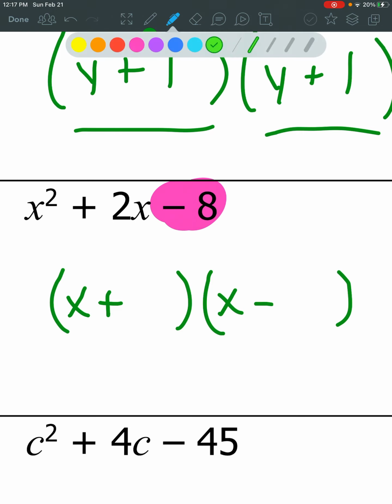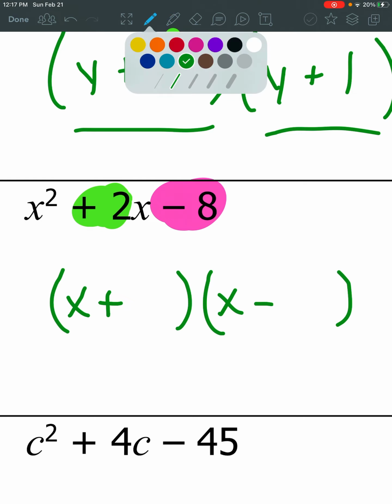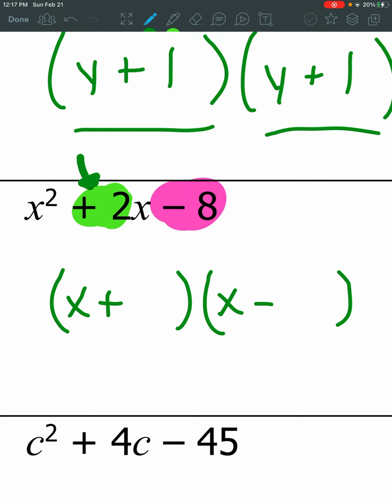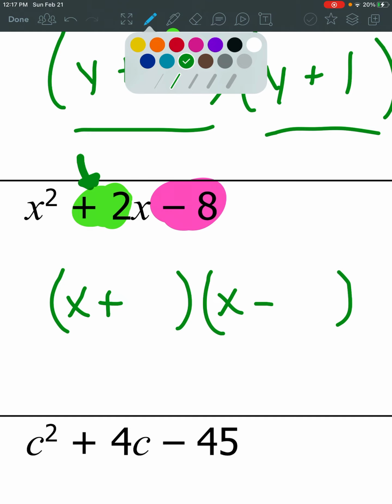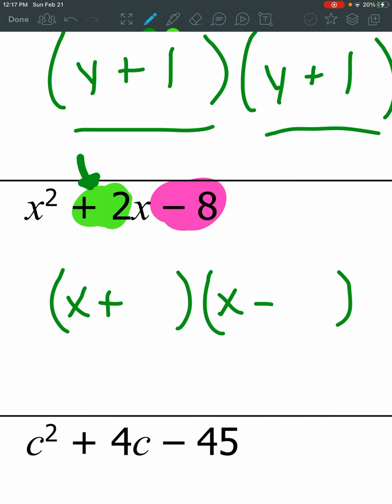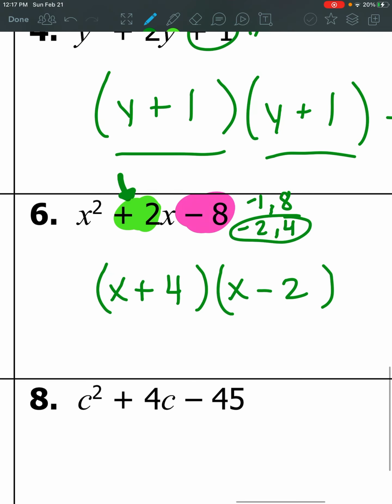And then they multiply to negative 8, but they add to positive 2. So again, the bigger term has to be positive, because the B term is plus 2. So we'd have 1 and 8, so negative 1 and 8, those add to 7. 2 and 4, those multiply to negative 8, and they add to positive 2. So there they are. The 4 should go with the plus, the 2 should go with the minus.